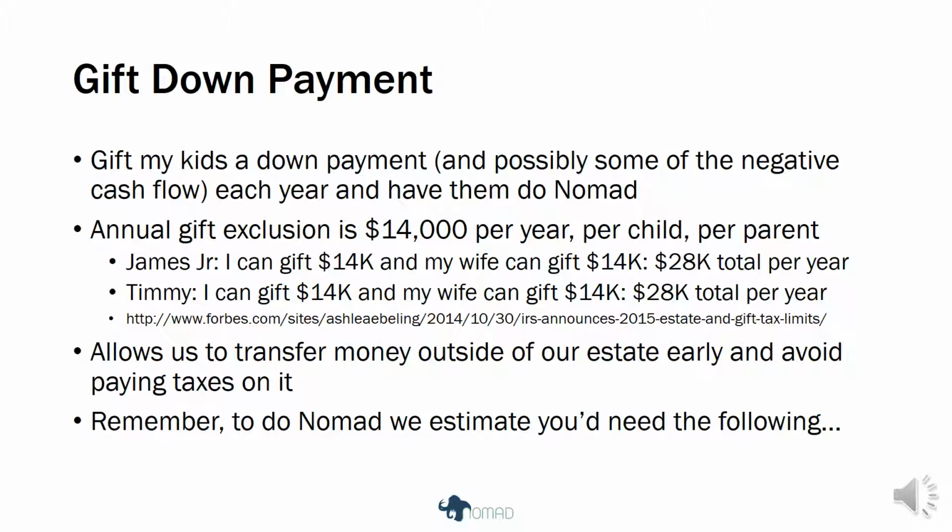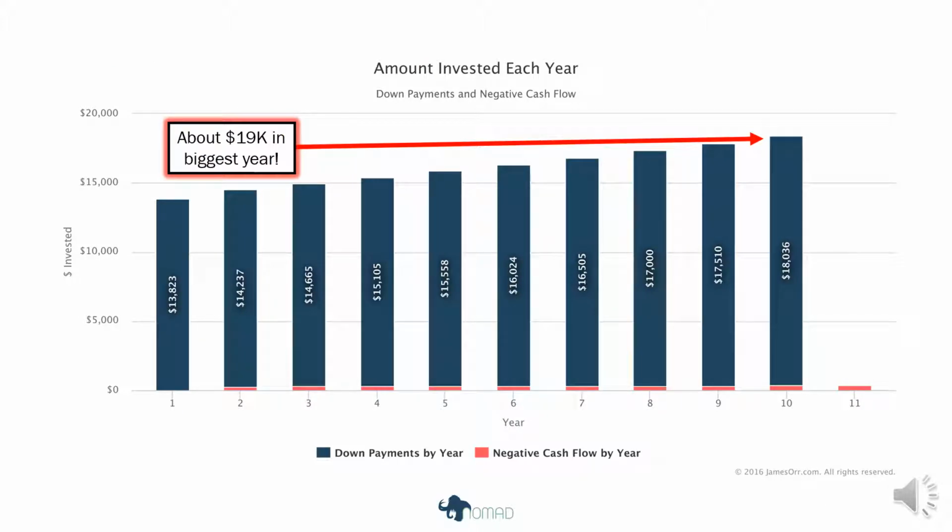Okay. So remember, to do Nomad, we estimate we'll need to do the following. We'll need to have about $13,823 in year one. So we don't even need to do the full $28,000 for each child. We can just gift them $14,000. One parent can gift them $14,000, or each parent can gift them $7,000. It doesn't really matter. About the most they'll need is in year 10. They'll need about $19,000, well below the $28,000 limit.